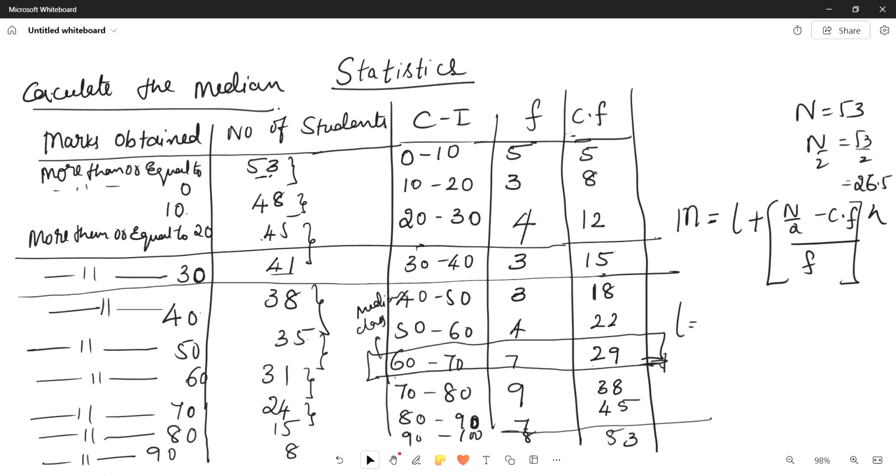Netra, tell me what is the L value here? N by 2? 5. Okay. CF value? Good, earlier than this, so CF is this. F value, that is 7. H, good. So substitute the values. Understood how to take the median class?